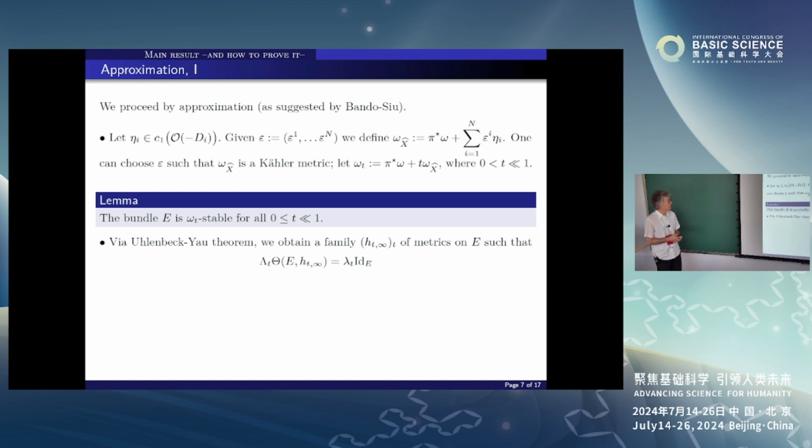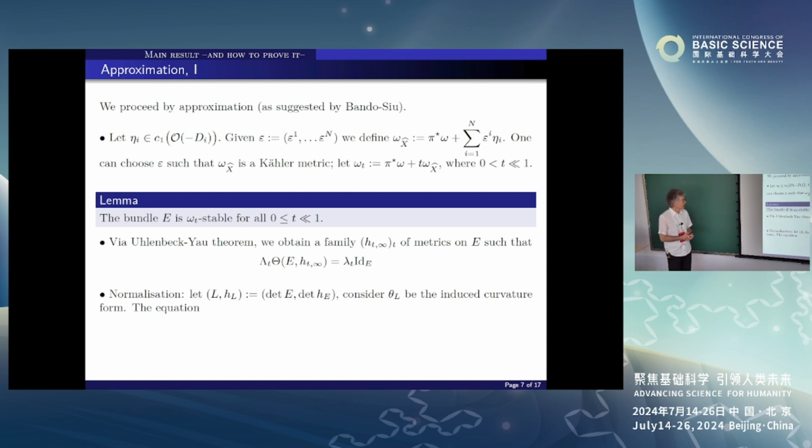So by the Uhlenbeck-Yau theorem, we get a family of Hermite-Einstein metrics on E in such a way that this equation is satisfied, with a square root of -1, which I forgot. And then what we want to do is, of course, to take the limit as t goes to 0. So what I will explain to you next is how we can do that.